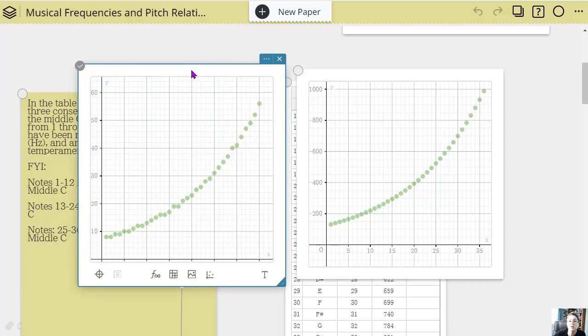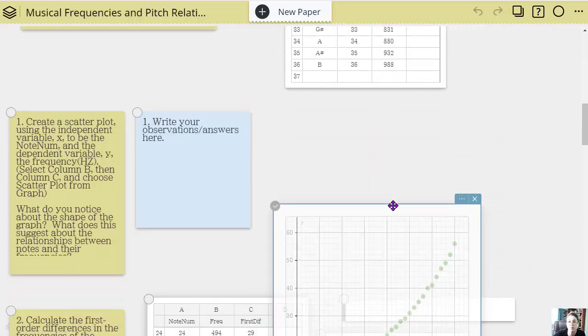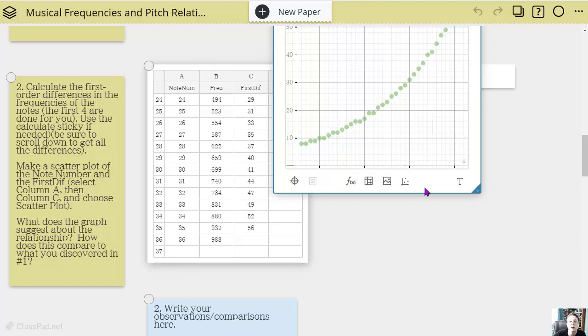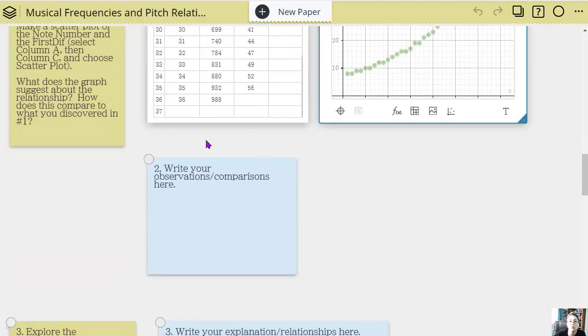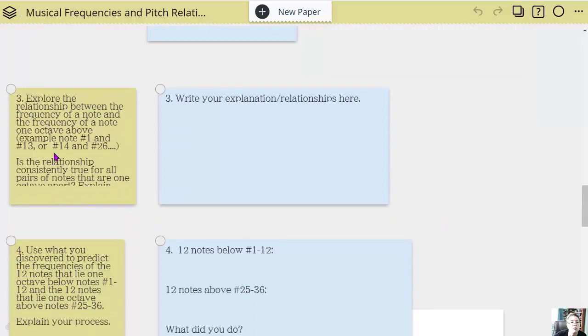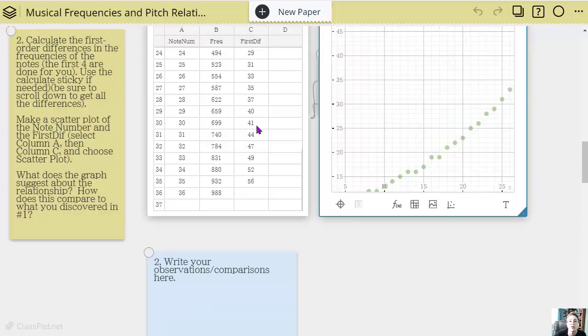So these are the different things that we are going to be looking at in this activity. Let's bring it back down. Nice thing about Classpad is you can move things where you need them to be. So there's that scatter plot. So then they're going to write about what their observations are. How does it compare? What do you notice? Same or different relationship going on. Then they're going to start looking at other types of relationships. What do you notice about the frequency of corresponding notes at different octaves?